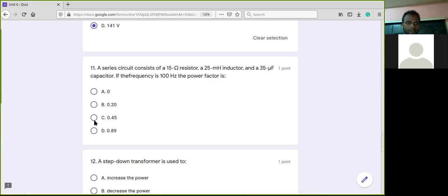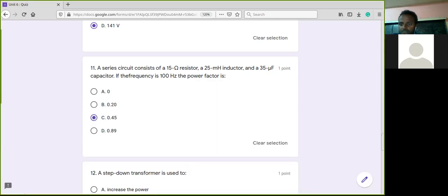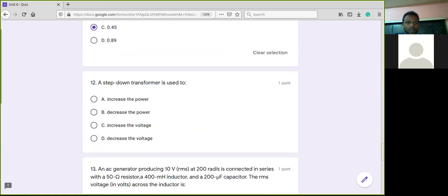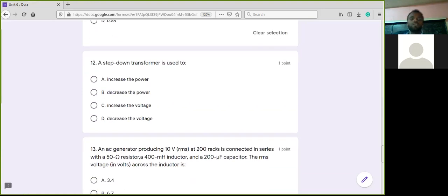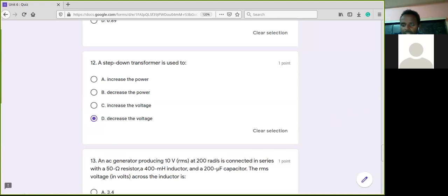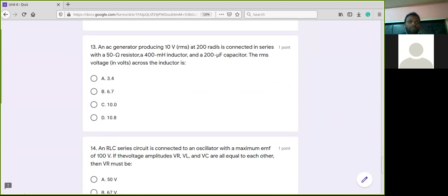Very good. Let's see question number 12. A step down transformer is used to what? Decrease the voltage. Yes, option D is correct. Let's see question number 13.